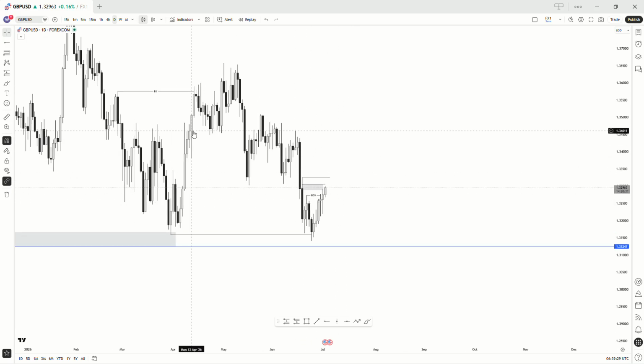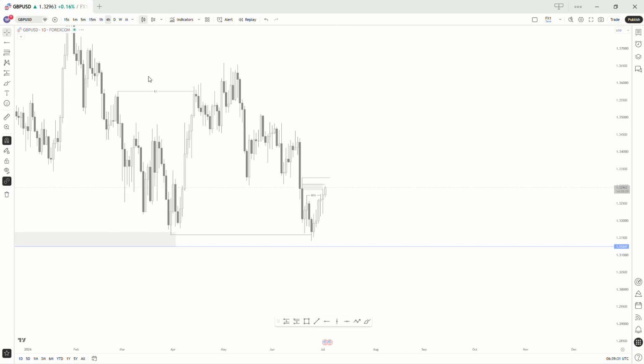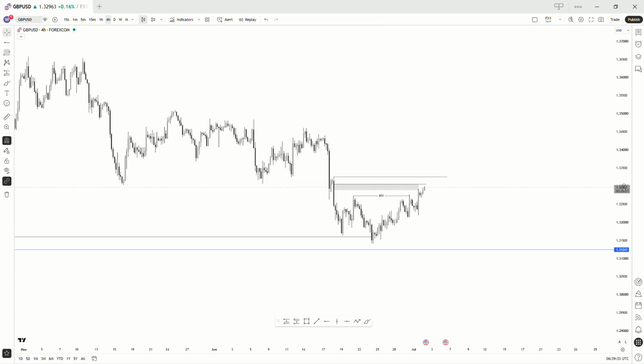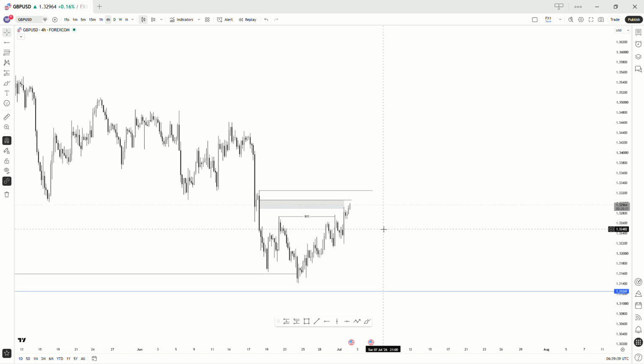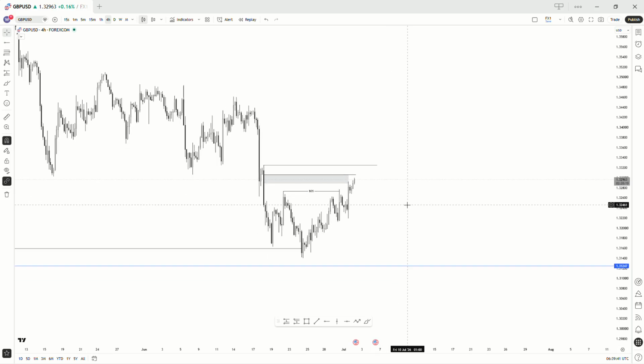On GBPUSD, price is currently not clear for me. I believe you can see it move further up to this high. But right now, I'm not sure of anything on GBPUSD, so I'm really not interested in it. But I believe we can see this high go.